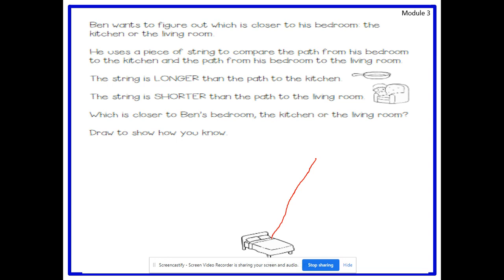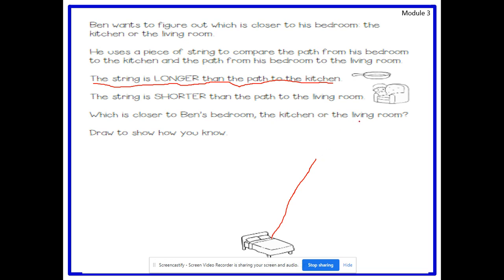Now, we have to read the first clue and label. And our first clue is here. The string is a lot longer than the path to the kitchen. So this is our string, right? The line that we drew. And it's saying that this is longer than the path to the kitchen. So if I would put my kitchen up here, would the string be longer? Get ready.